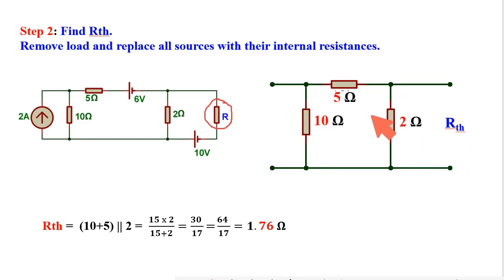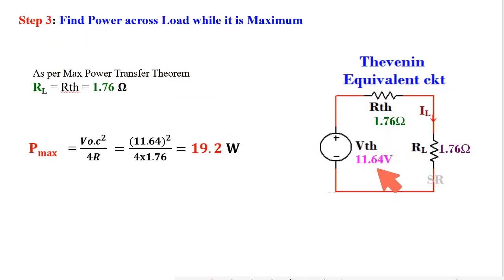It is very clear that here 10 plus 5 is in series. So 10 plus 5, that is 15, is in parallel with this 2 ohm. By using that, ultimately I got 1.76 ohm. This is RTH. So putting the values in the equivalent circuit, VTH is 11.64, RTH is 1.76 ohm. To get maximum power at the load, the value of load resistance should be equal to 1.76 ohm. So I have used RL as 1.76 ohm. By putting the values in the formula for maximum power, ultimately I got 19.2 watt as the maximum power at the load.